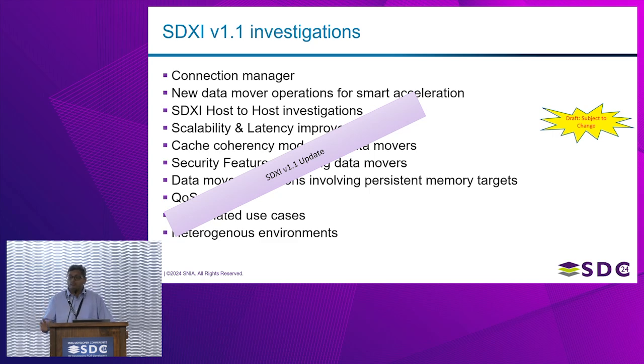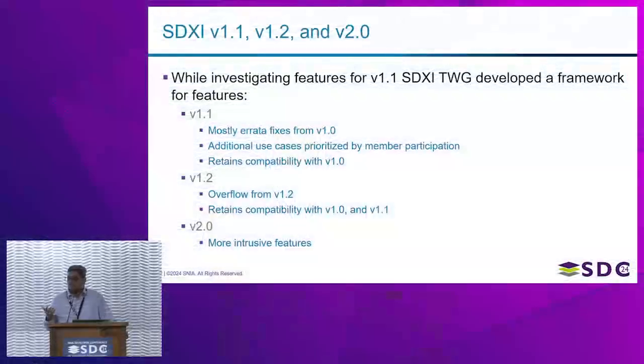So we've been working on a lot of these, doing the thought exercise on what exactly 1.1 needs to look like, and now we have a sort of a model. So we have a model where we have 1.1, 1.2, and then a 2.0 being planned. With 1.1, it's going to be, at least to begin with, just mostly the errata fixes that we have from 1.0. We also have additional use cases that have been prioritized by member participation. So additional transformations, things that we wanted to do in the 1.1 version. And it also retains compatibility with 1.0, right?